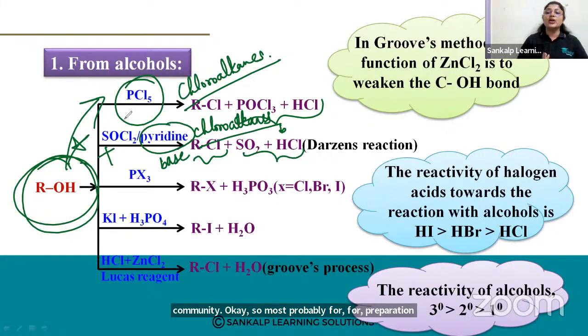So what we are doing is that alcohols are refluxed, they are heated in the presence of thionyl chloride, in the presence of a base called pyridine, and you obtain chloroalkanes. The byproducts obtained are sulfur dioxide and hydrogen chloride. This reaction is called Darzon's reaction.